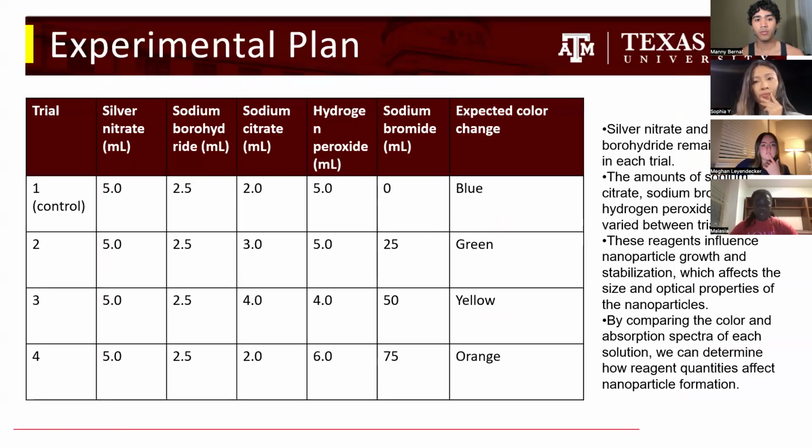For our experimental plan, we keep the amount of silver nitrate and sodium borohydride the same for each trial. Then we vary the amounts of sodium citrate, sodium bromide, and hydrogen peroxide in each trial. These chemicals control how the silver nanoparticles grow and how they stabilize, which changes their size.